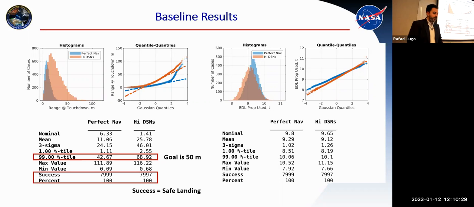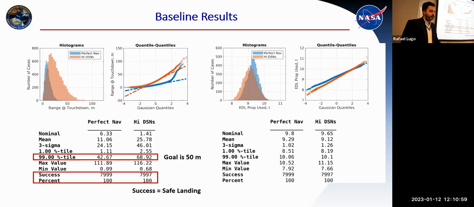And what I want to draw your attention to is your range to touchdown, which I don't think I said, the goal is 50 meters for Mars, a 50-meter range to target in a 99 percentile sense. With perfect nav, you're at 42 meters, which is really close to that limit. You've already eaten your margin pretty significantly, even with perfect navigation. So when you add all the navigation effects in, you're now seeing 68 meters, which is outside of 50. Well, that's not too bad. Maybe we can do better than that. And the question is how? How can we do better than that?